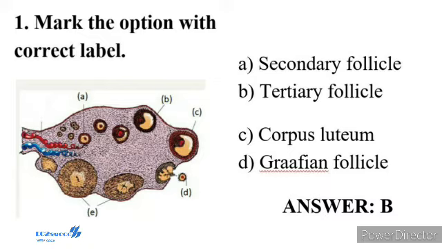NEET Biology diagram based practice question number 15. Question number 1. Mark the option with the correct label. Shown in the diagram, diagrammatic section view of ovary.